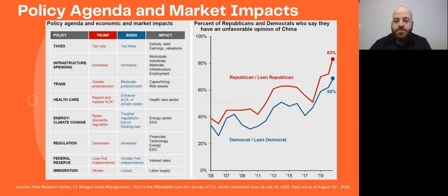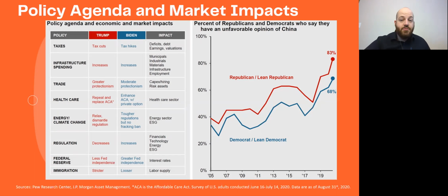This chart is really interesting. The one on the right isn't as interesting. That was kind of poll data before the election. But the one on the left is the one I want to draw attention to. If we take a look at the chart on the left, we can see some of the policy agenda items for the candidates, as well as the potential impact that might follow from these actions. So, Biden, we're looking at tax hikes. We're looking at infrastructure spending increases, moderate protectionism versus greater protectionism under the current administration.